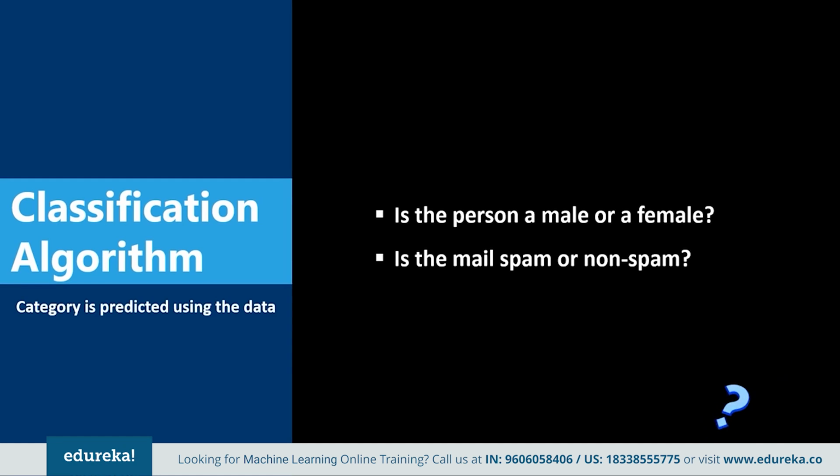Classification is a supervised learning approach in which the computer program learns from the input given to it and then uses this learning to classify new observations. Some examples of classification problems are speech recognition, handwriting recognition, biometric identification, document classification, etc. Shall we move ahead?